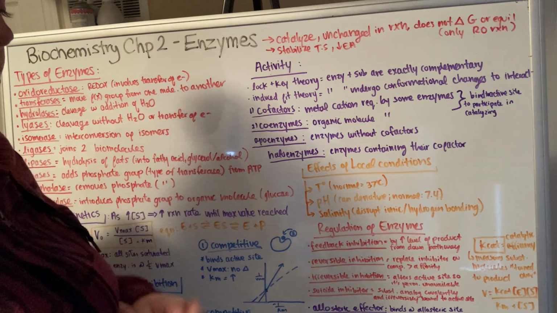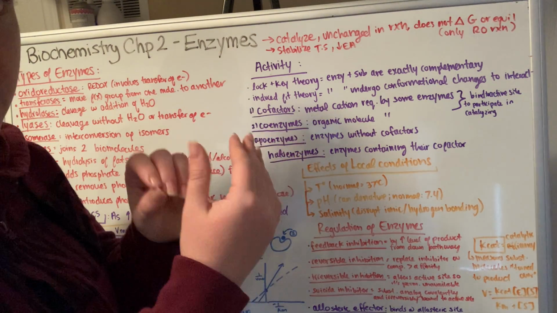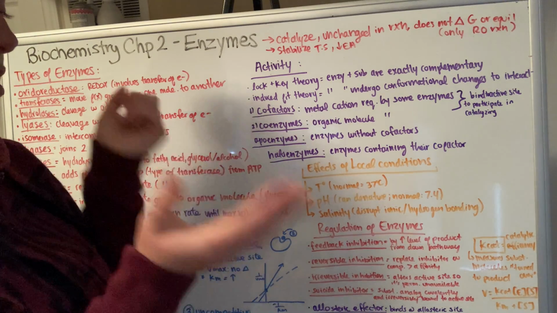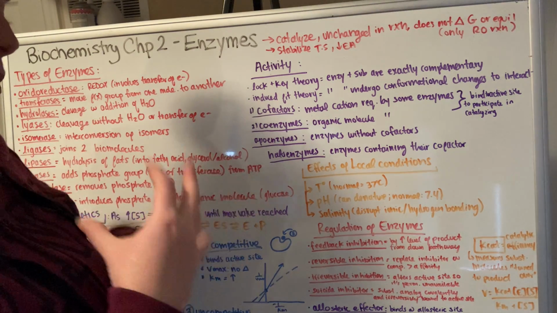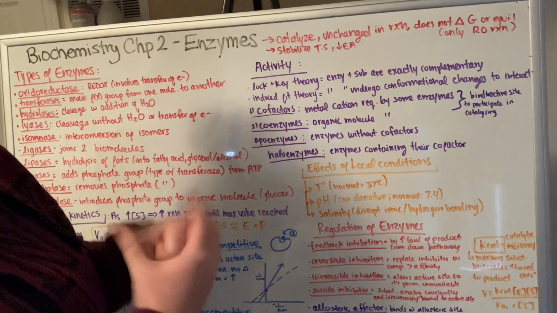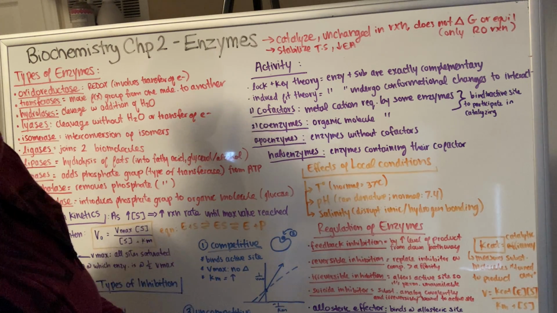That's why it's irreversible. It changes the active site. It does something to it that you just can't come back from, and that enzyme won't be able to be used for what it was meant for because this irreversible inhibitor affected it.